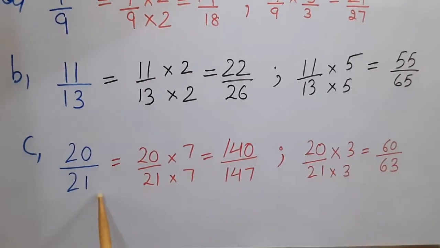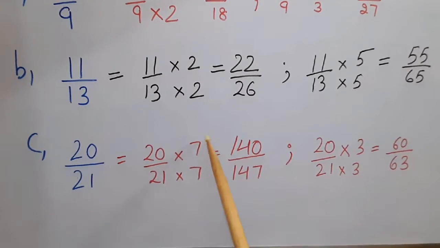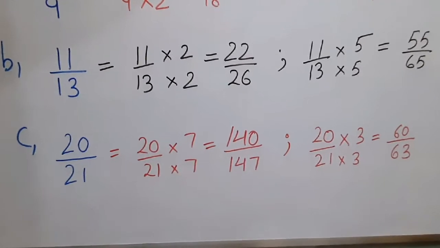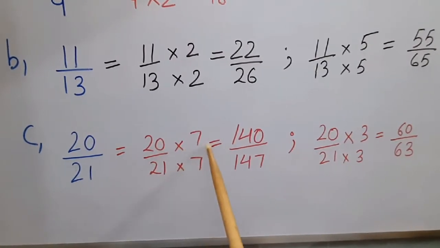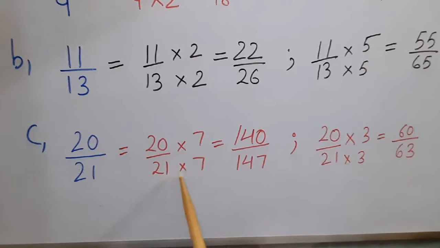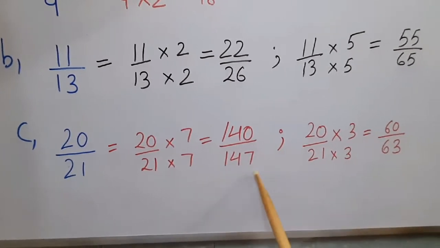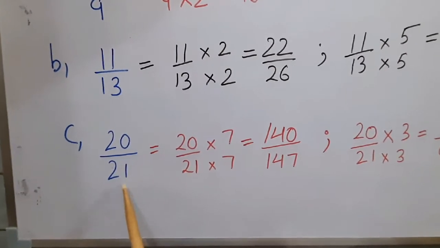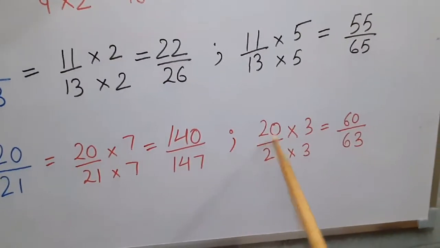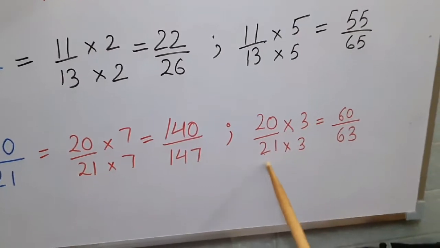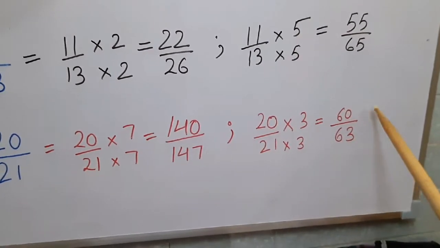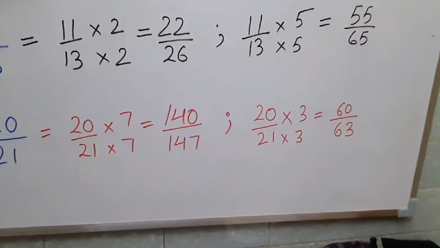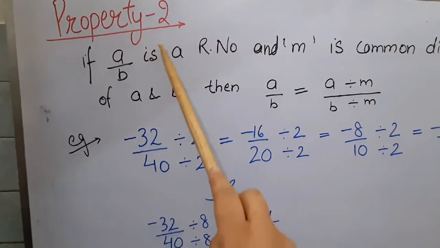20 by 21. In this case, I take a bigger number, m equal to 7, to give it a different way. 20 multiplied by 7 and 21 multiplied by 7 give you 140 by 147, which is again equivalent to 20 by 21. In the same way, 20 multiplied by 3 and 21 multiplied by 3 gives you 60 upon 63, which is equivalent to 20 by 21.